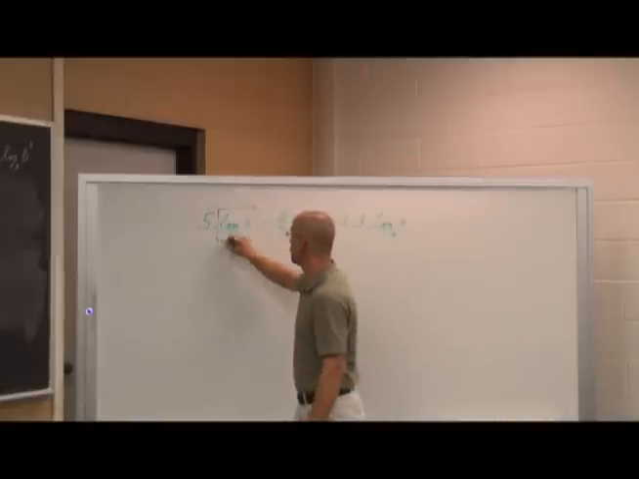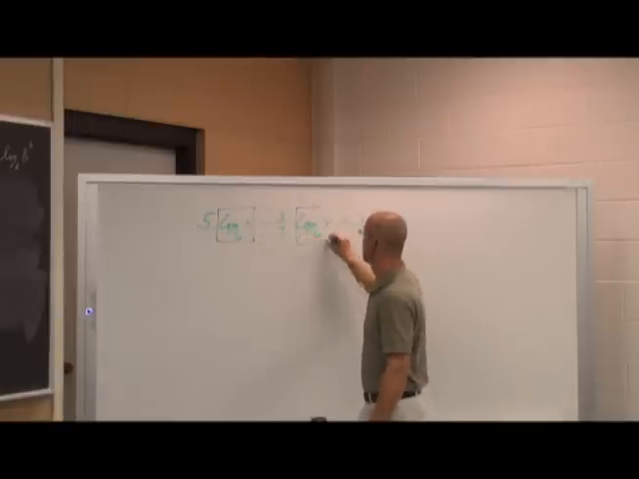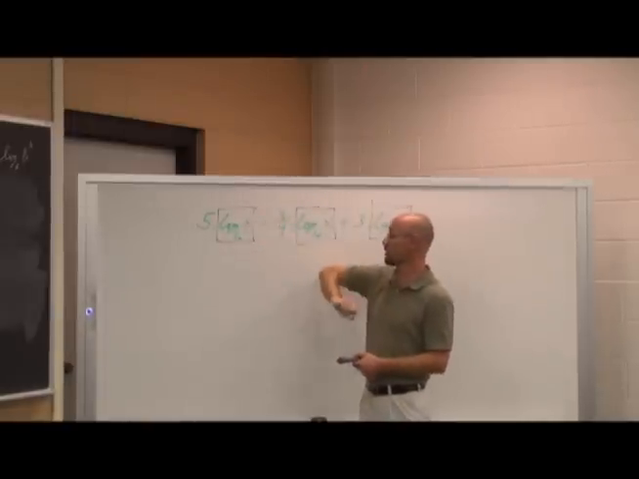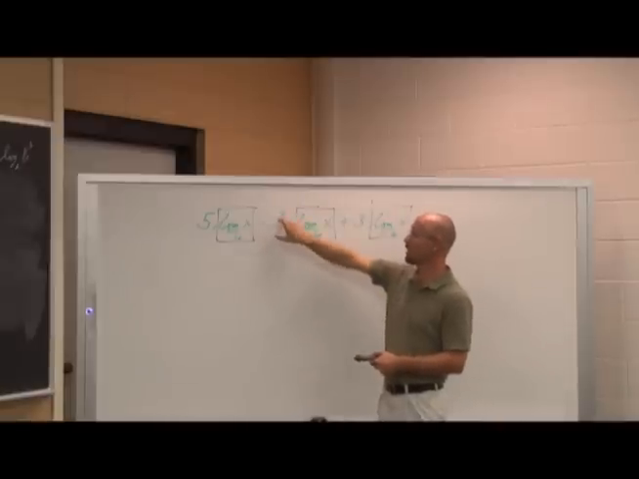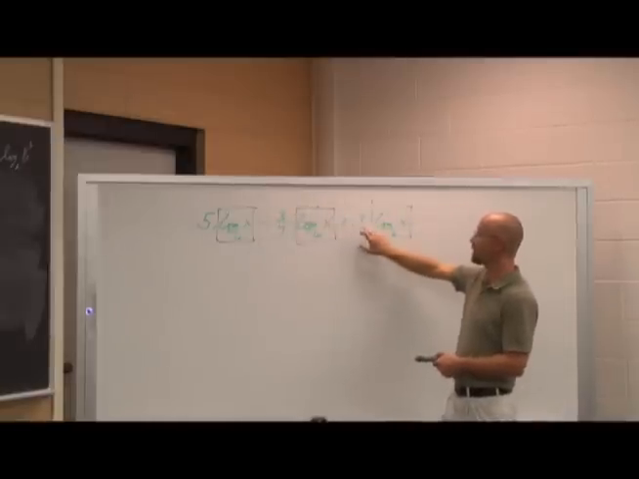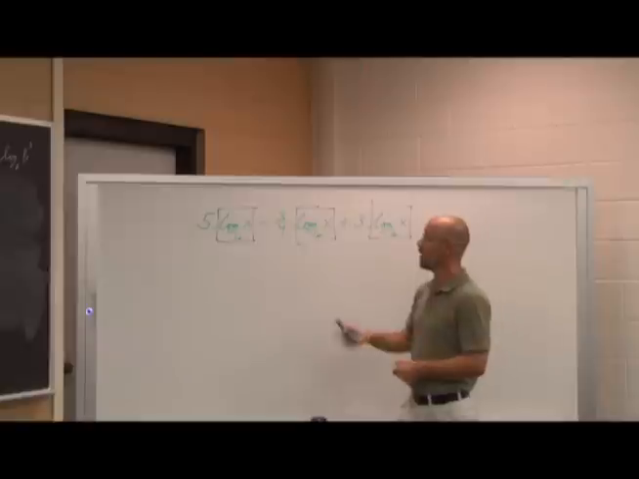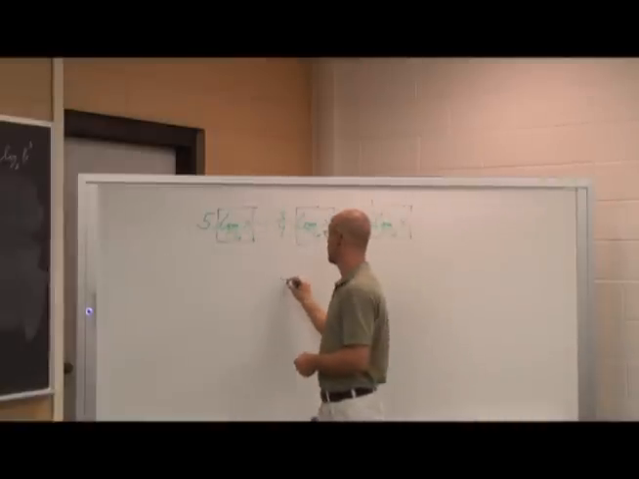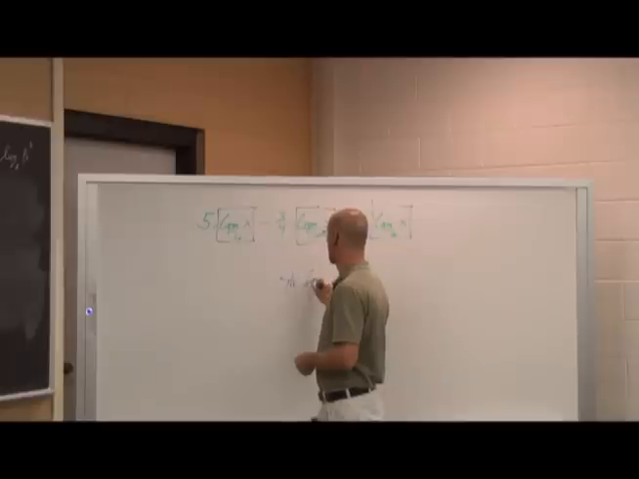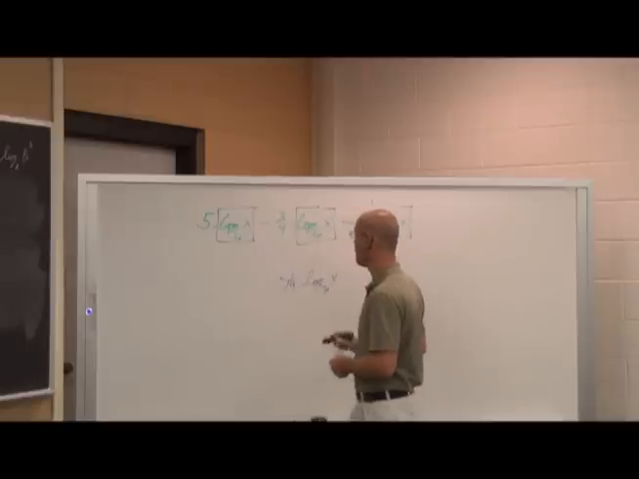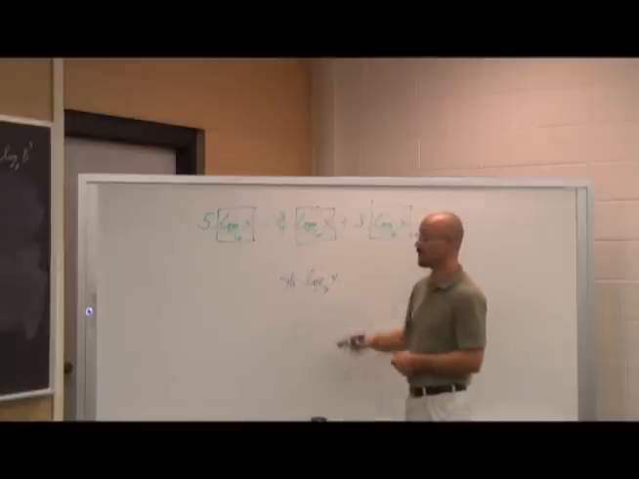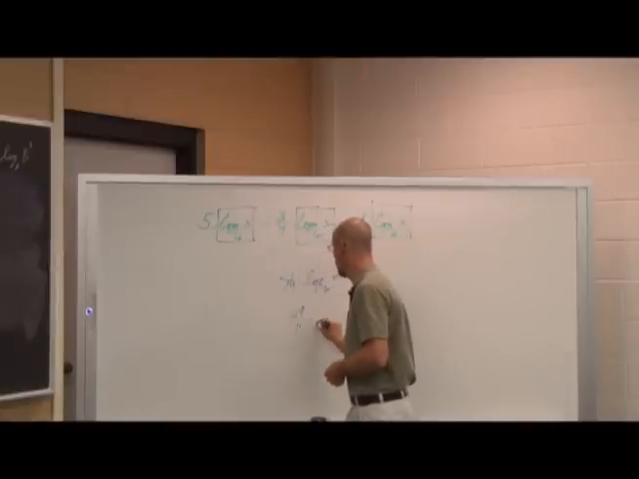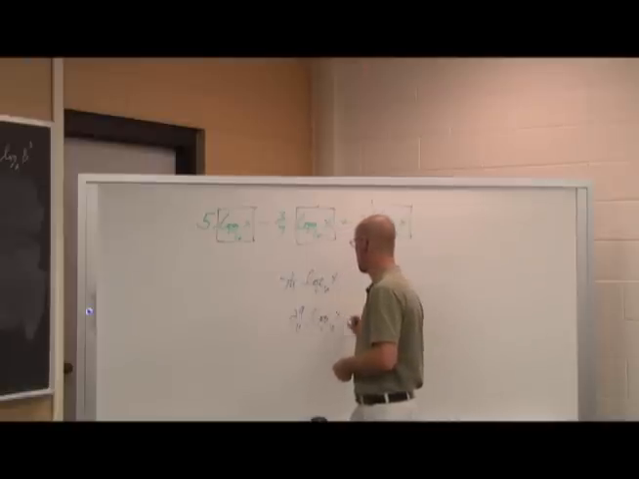Let's just point this out for a moment. I have 5 of these log base 6 of x, and I'm going to take away 3/4 of them and then add 3 of them. Well, 5 minus 3/4 is 4 1/4 plus 3 is 7 1/4 of these log base 6s of x. Well, 7 1/4 would be 29/4 log base 6 of x.